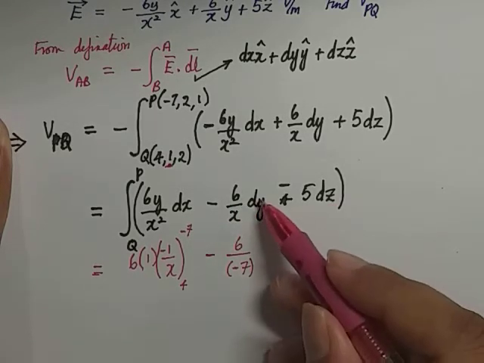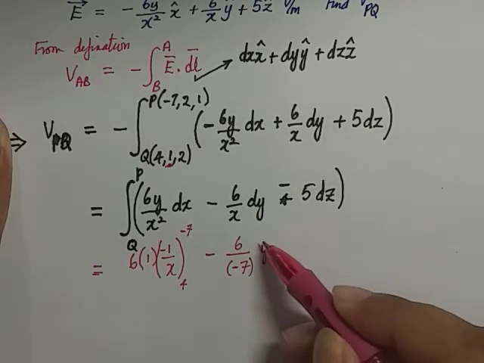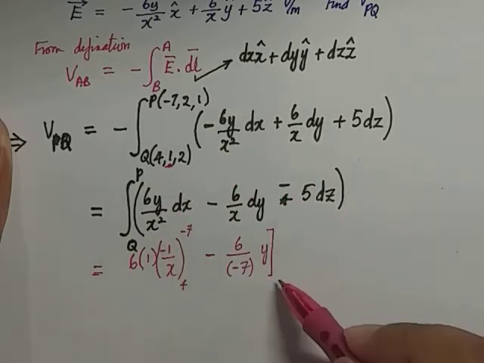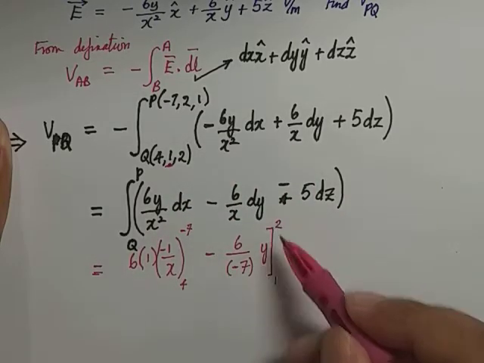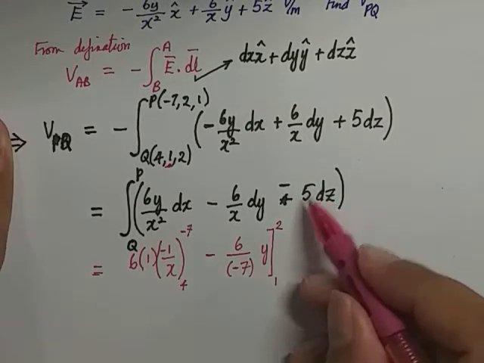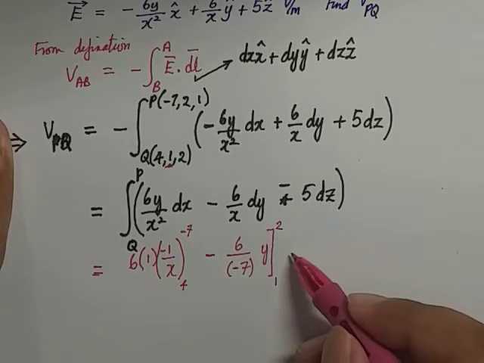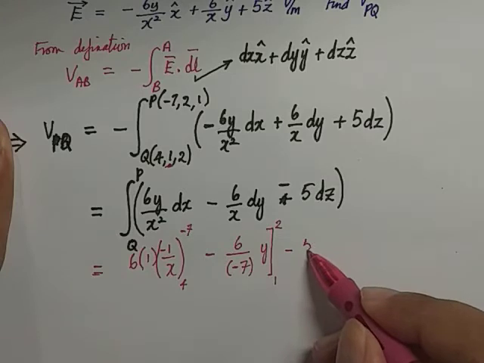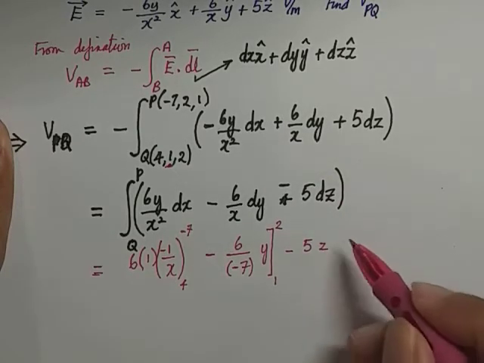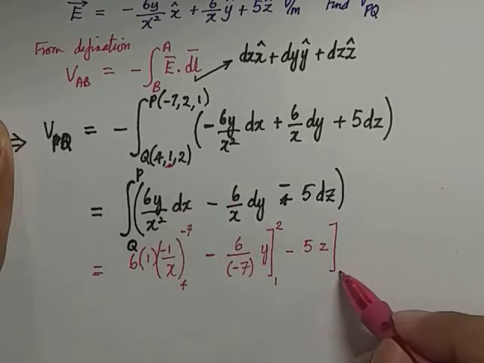Then we know integrating y gives us y, and we put the limit from 1 to 2, because we're focusing on the y variable. Finally, in this term, we don't see any x or any y, so we just leave it as it is, 5. The integration of this gives us z, and the limit of substitution is now from 2 to 1.